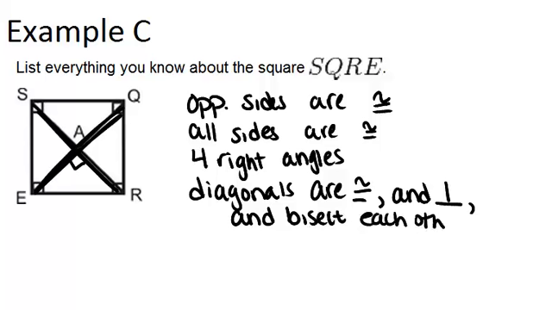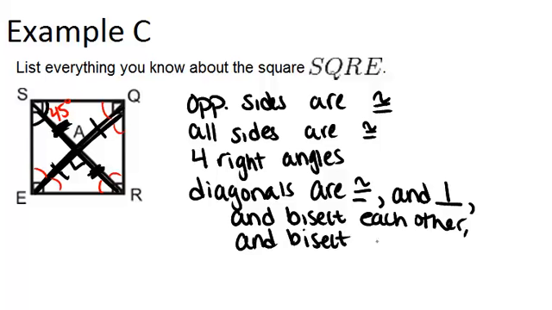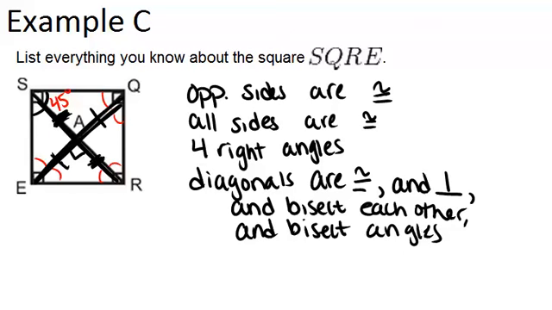And there's actually one more thing about diagonals. They don't just bisect each other, but they bisect their angles as well. So each of these angles has been cut in half. So each of those angles would end up being 45 degrees going all the way around like this. So they bisect their angles. And one last thing that we know is that the opposite sides are not only congruent, they're also parallel.